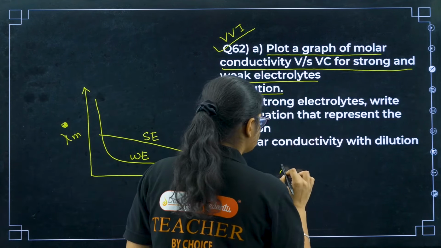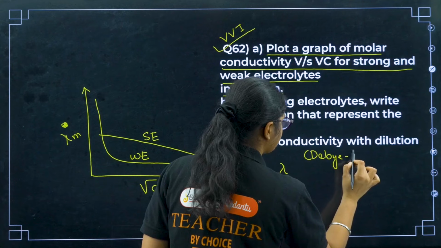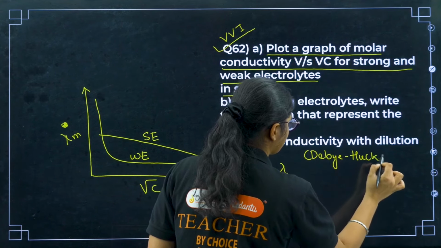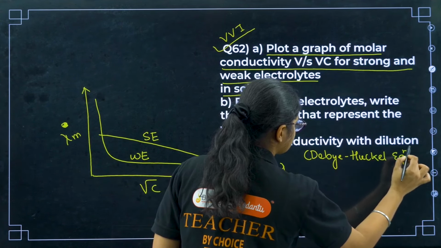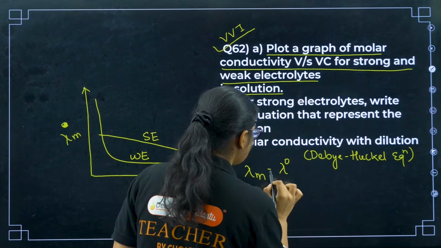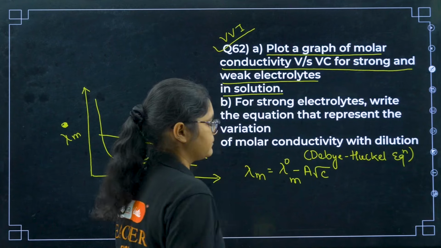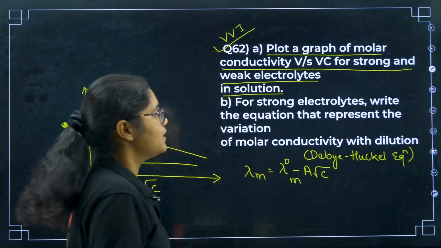Next, for strong electrolyte, write the equation that represents the variation of molar conductivity with dilution. This equation is also called the Debye-Huckel equation. So if in the question it is asked to write the Debye-Huckel equation, you should be able to write lambda m is equal to lambda naught m minus A root C. That is the equation.